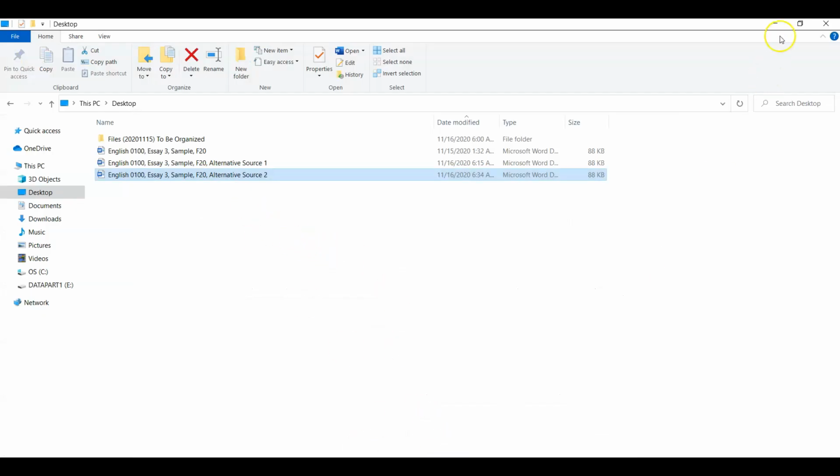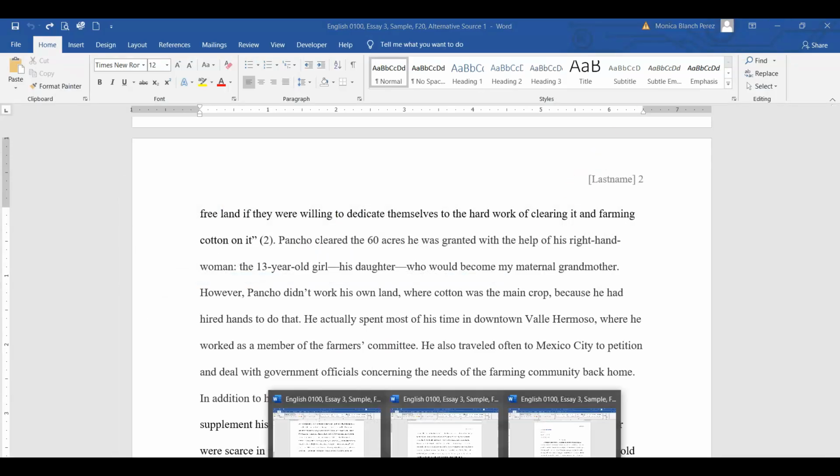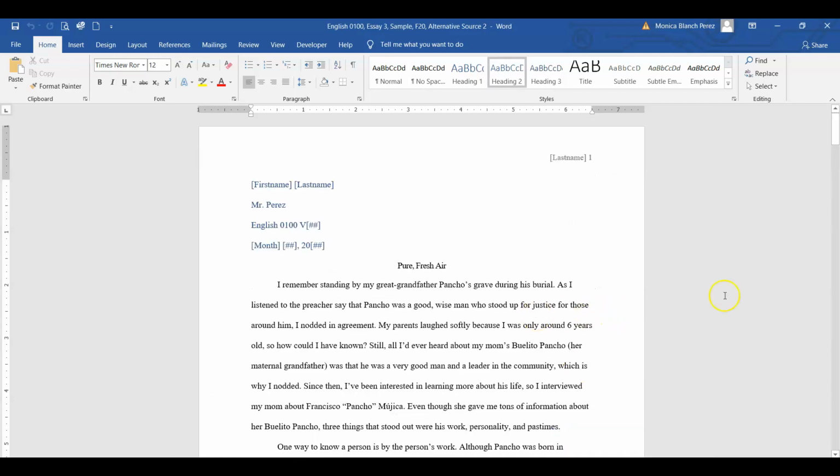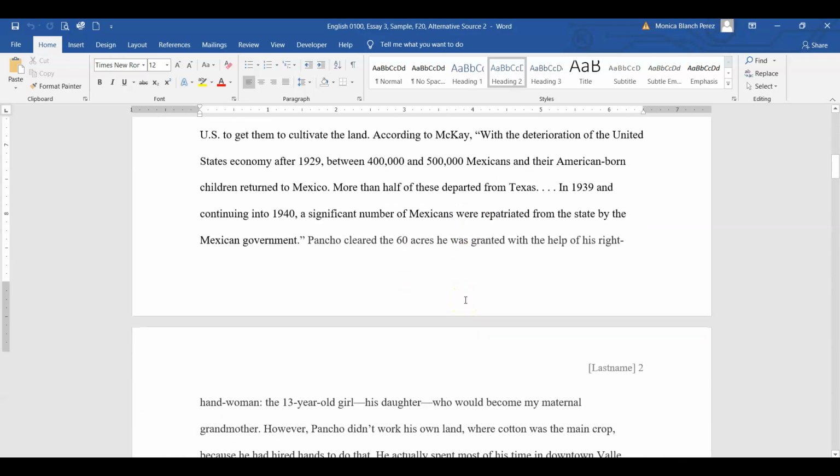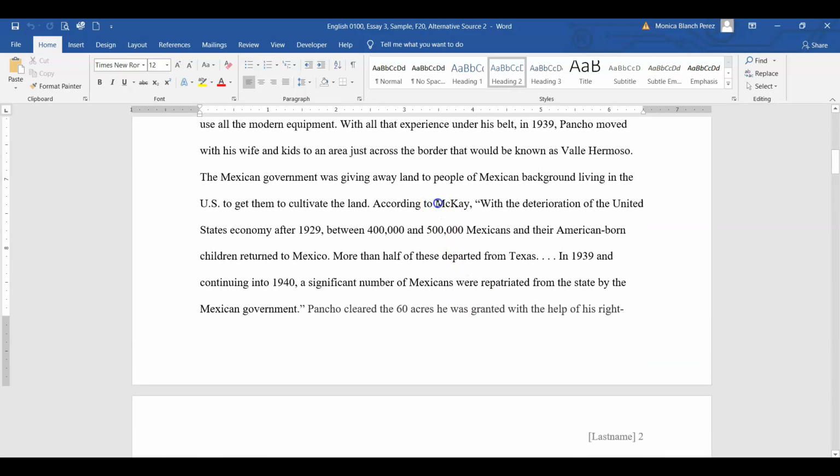So for this one, I don't need to do that. I already have it open. It's right over here. Okay, so here is my same essay. This time, I quoted another article, according to McKay. And what is this McKay article?